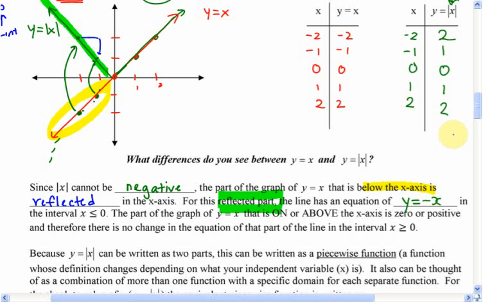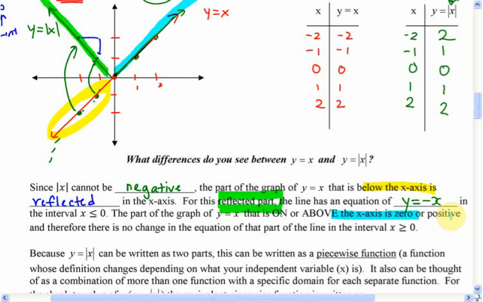See that this part over here, which I will now highlight in blue? This part in blue, no change, right? Compared to the line y equals x and the absolute value of x, it stayed the same. So I'm saying the part of the graph of y equals x that is on or above the x-axis, once again the part in blue, is 0 or positive. So when I take the absolute value of a 0 or positive number, does anything change? Nothing changes. So therefore, that part of the line keeps the equation y equals x.